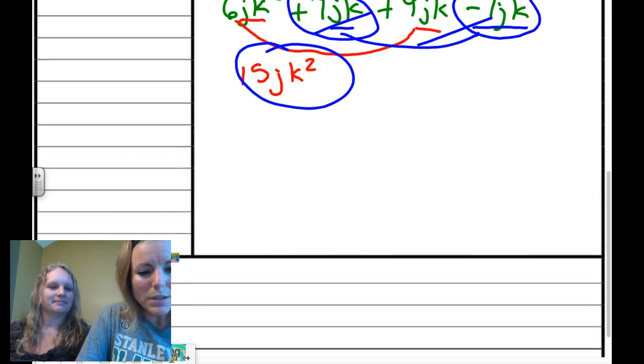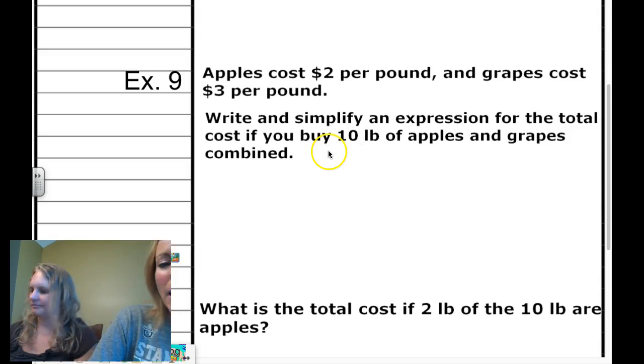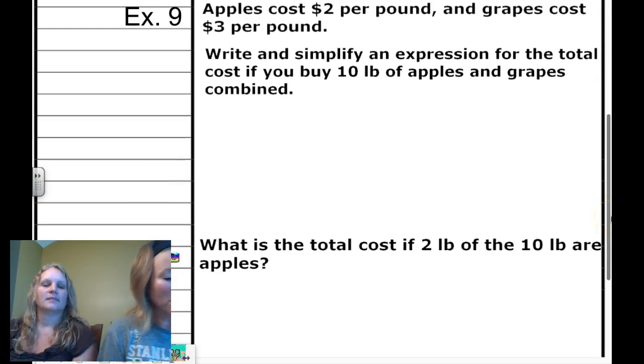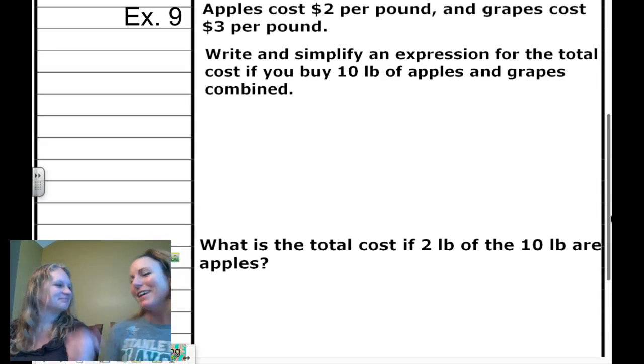So now let's go on to the next page. And we are going to skip example 8. Let's do that in class. So now we have a word problem. I don't like word problems. It's okay. Work through it. We'll make it.